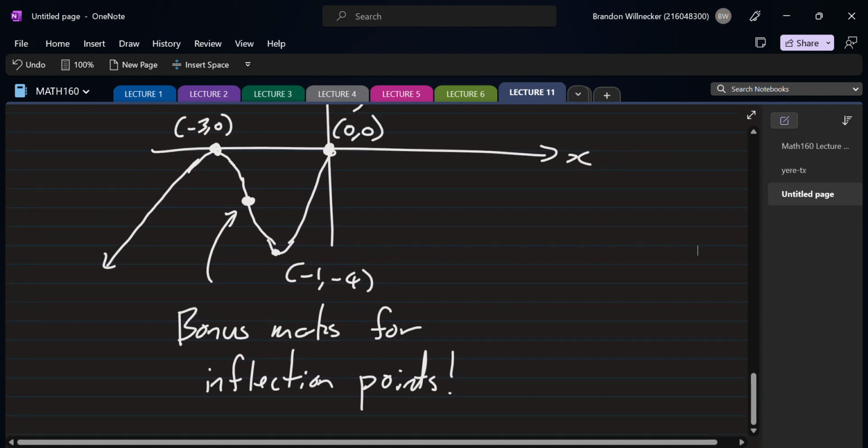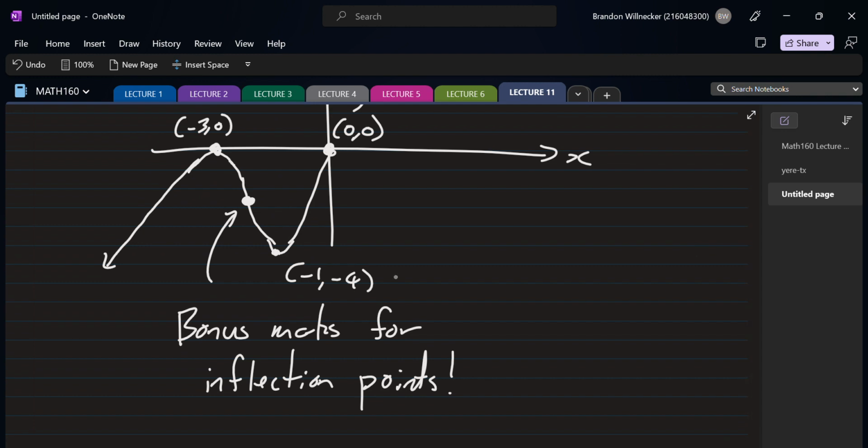Remember this is just a rough sketch of the shape. But a quick way to find it is it's in between the two. So if it goes from max to min, there's the inflection somewhere there.